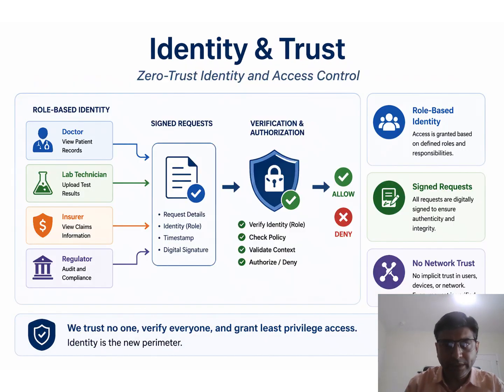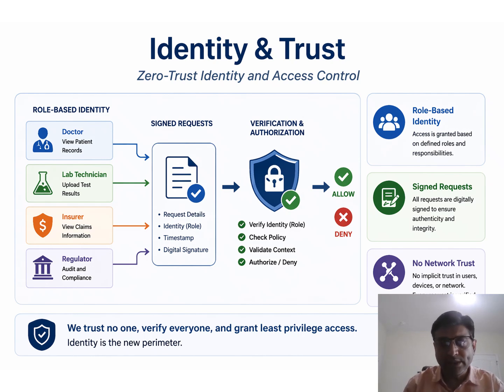Coming to the next slide, identity and trust. Users have role-based identity like a doctor, lab tech, insurer, etc. All requests are digitally signed, ensuring authenticity and non-repudiation, and no network-based trust, which is like identity becomes the new perimeter. So this is how identity and trust has been established. So this talks mainly about the zero trust identity and access controls.